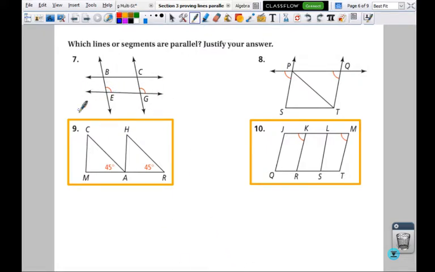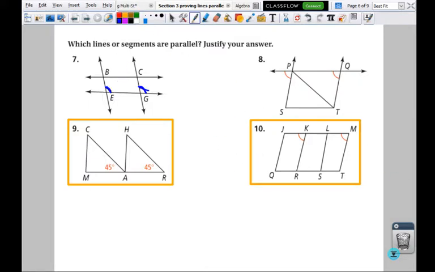On 7, I have an angle right here, and I've got this one. And you guys remember what the little arcs mean? They're equal to each other? They're equal. They are congruent. So, I know I've got parallel lines somewhere, and they didn't give us names for lines, which is kind of annoying, but we can still figure it out.